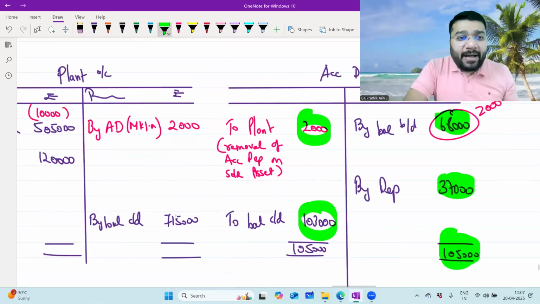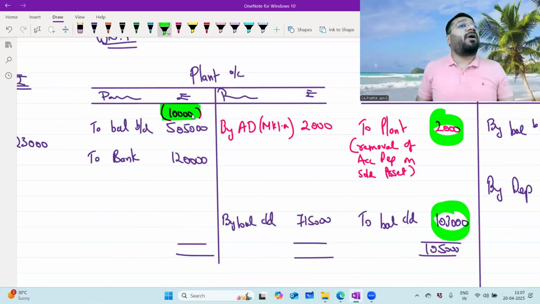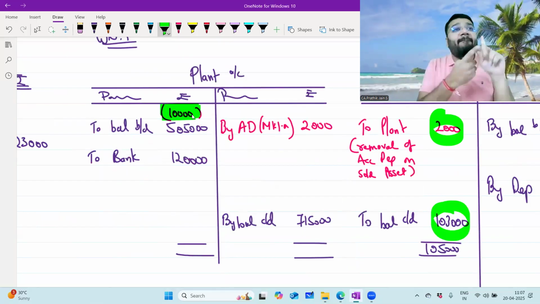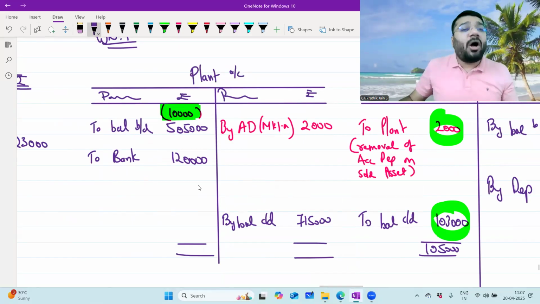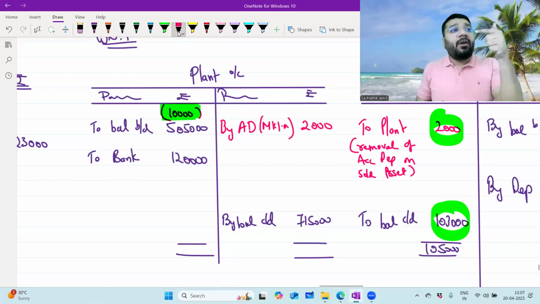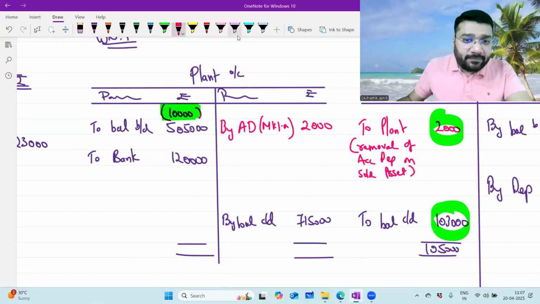No, sir. Let's come back to plant account. In plant account, my goal is to make this 10,000 zero. For that, I'll take the help of three entries: entry 1A, entry 2, entry 3. Entry 1A already recorded. What is entry 2? Loss entry. What is loss on sale of machinery? Loss account debit to plant account. Plant by loss. By loss.